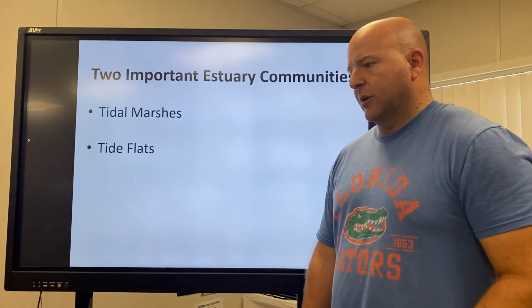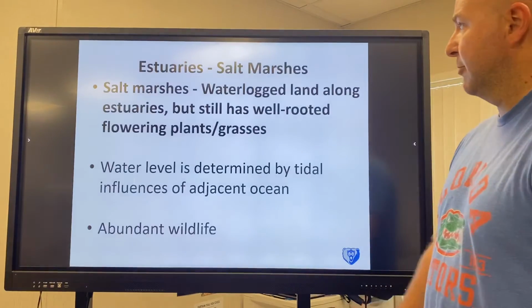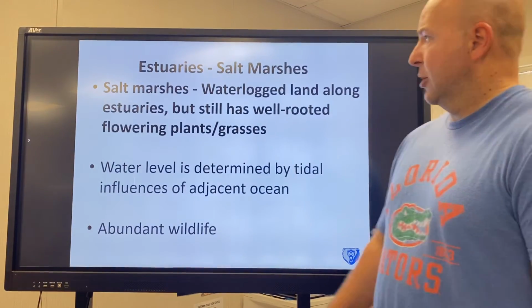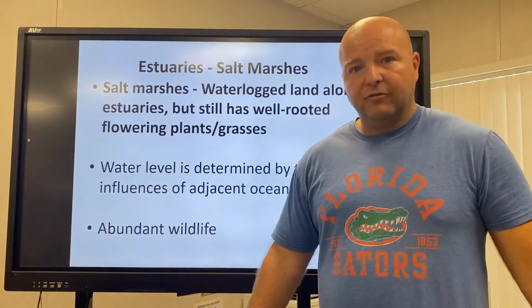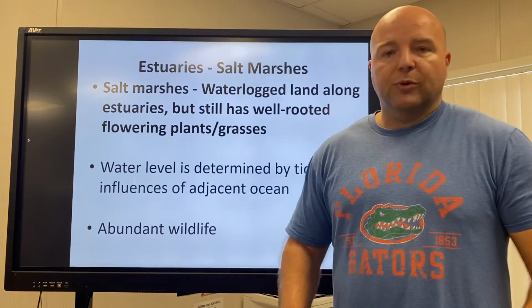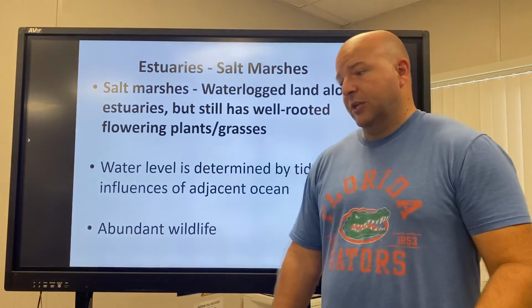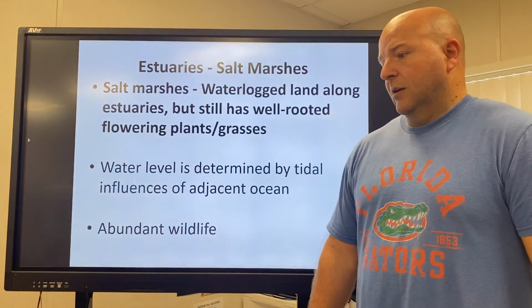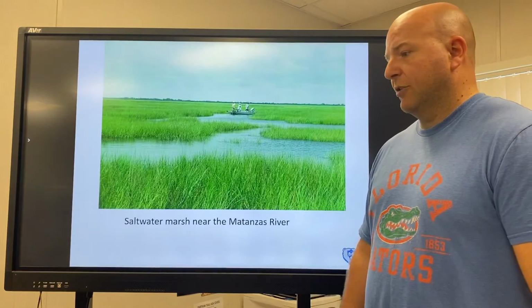Two different important estuary communities can include tidal marshes and tidal flats. A tidal marsh, also known as a salt marsh, is a waterlogged area of land around an estuary. It's waterlogged, but it still has well-rooted grasses and maybe some flowering plants as well. Water level is going to be determined by tide. There's usually going to be lots of wildlife here.